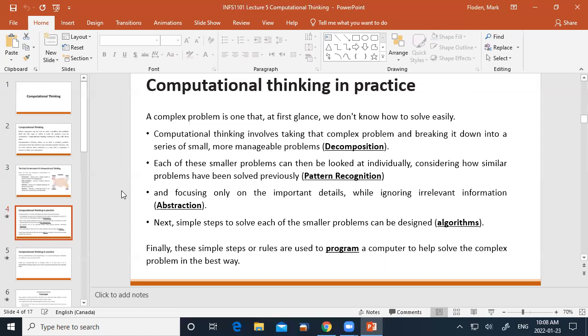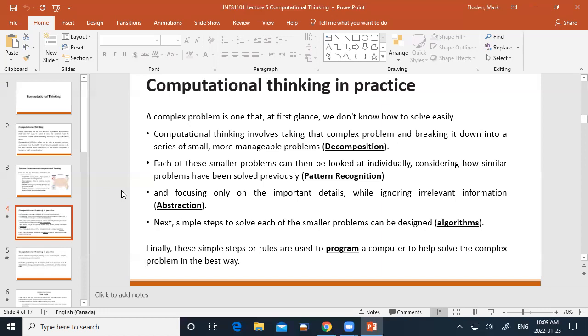So decomposition might be more than one step. You might have to decompose one big problem into some smaller problems. They're still too big to solve, so decompose them again. Eventually we get to something which is small enough to solve. We solve that, and then we put all of our solved components together to build our big solution.